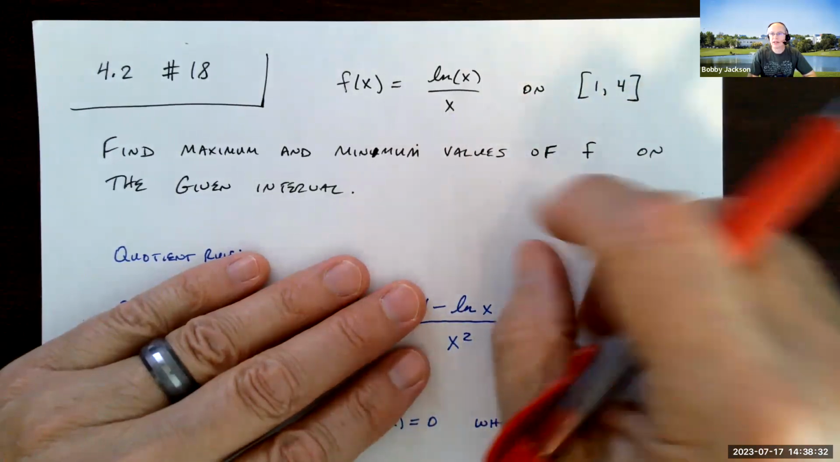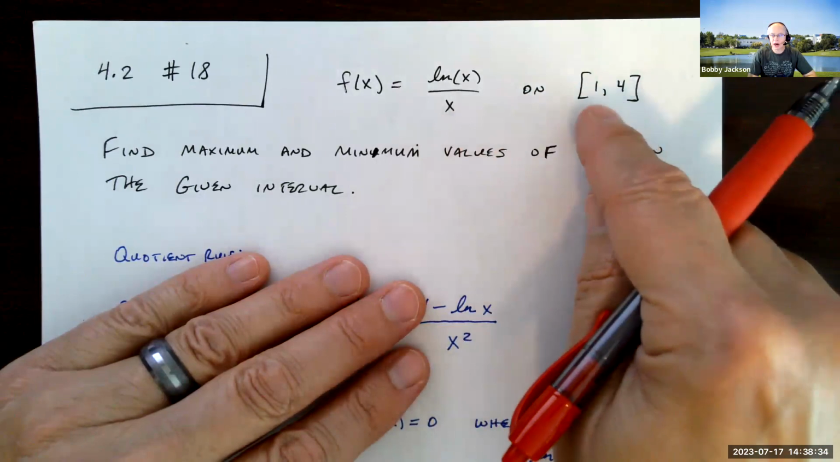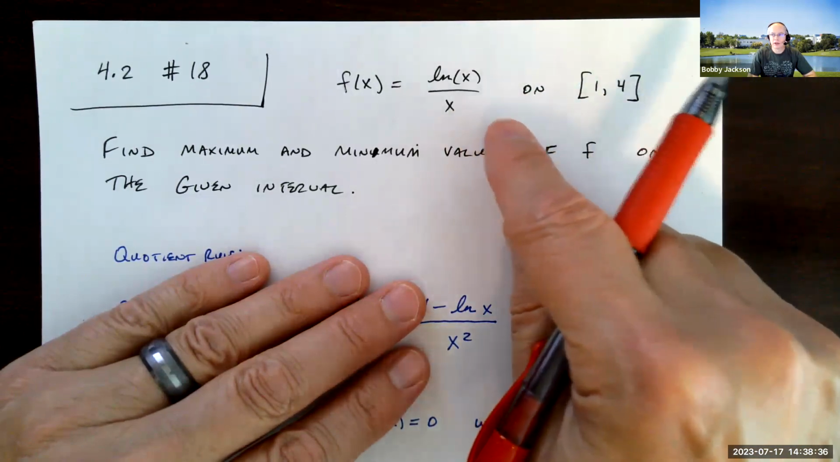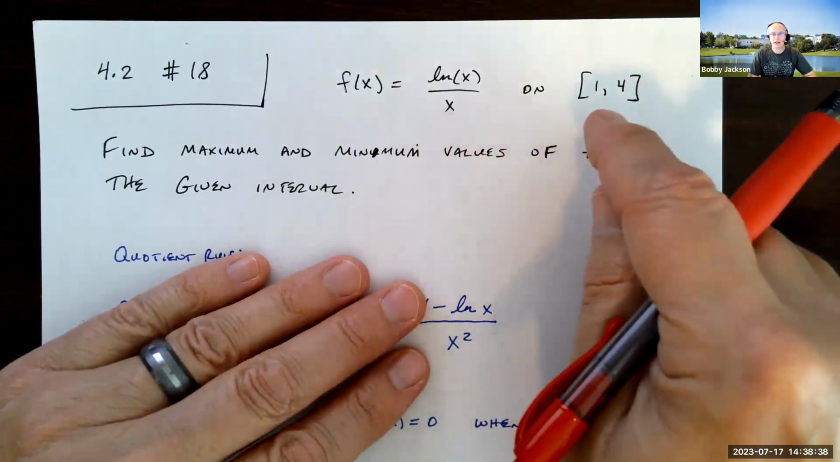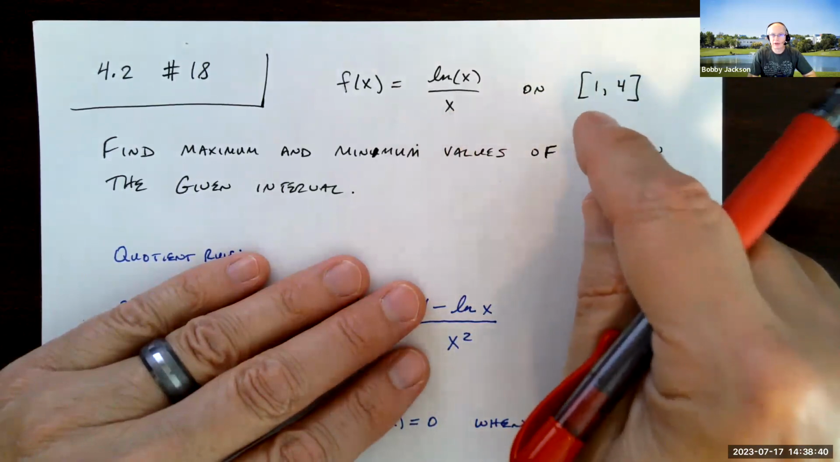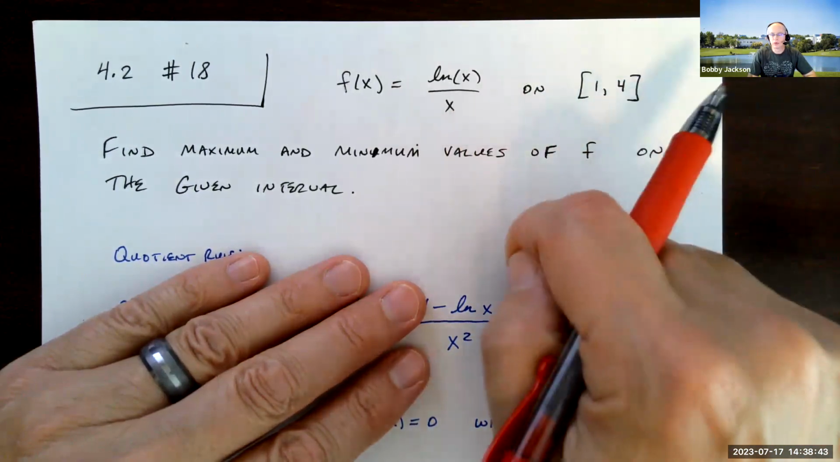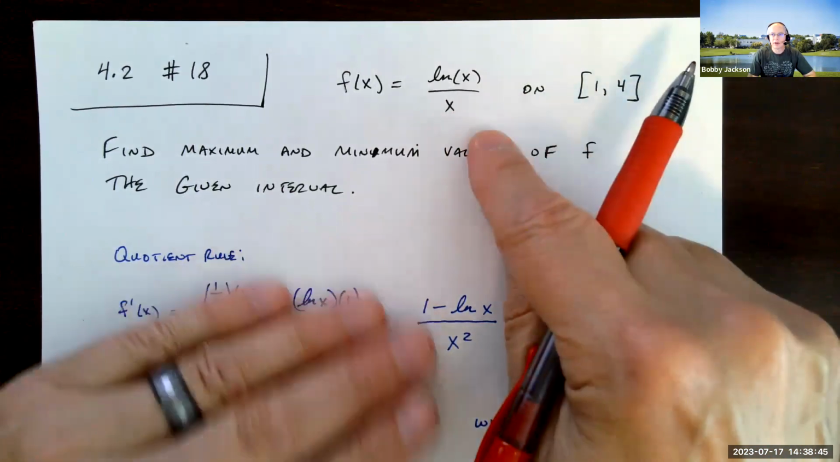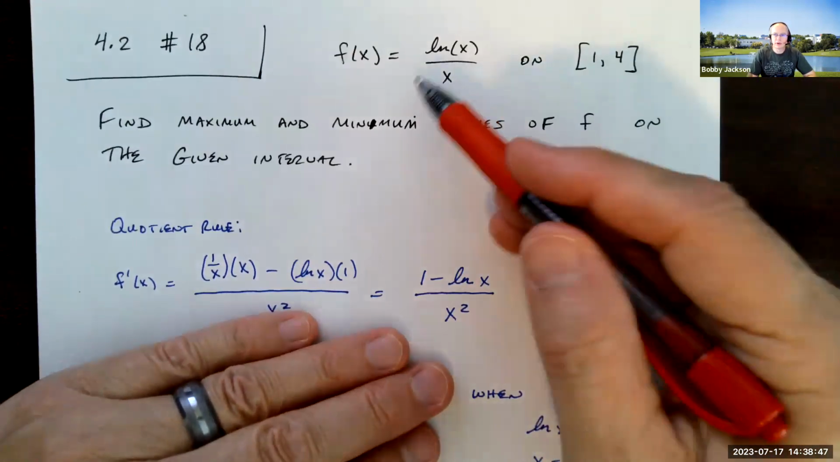So we're guaranteed to have a max and min for this function on any closed interval in its domain, and that max and that min will occur at either the endpoints or the critical points. Okay, so finding critical points requires us to find the derivative of this function.